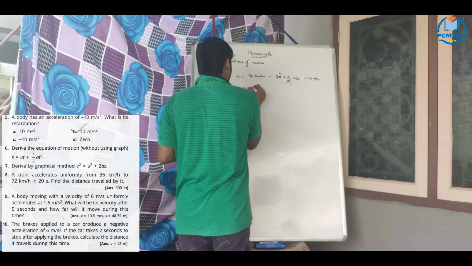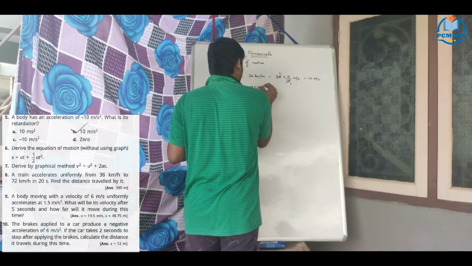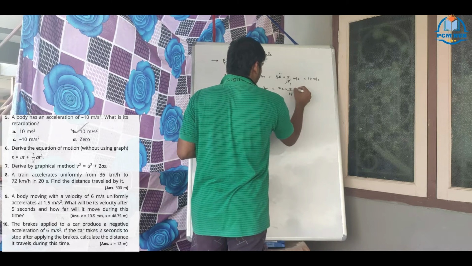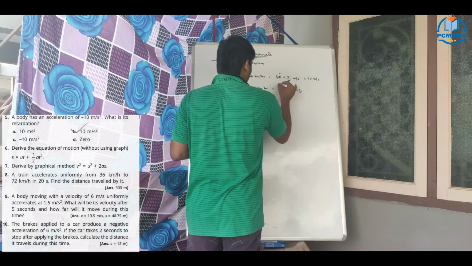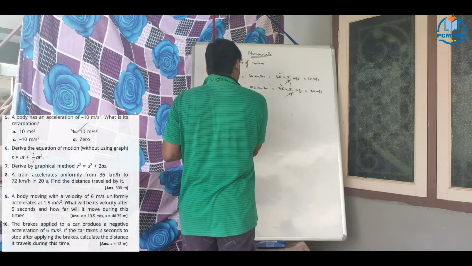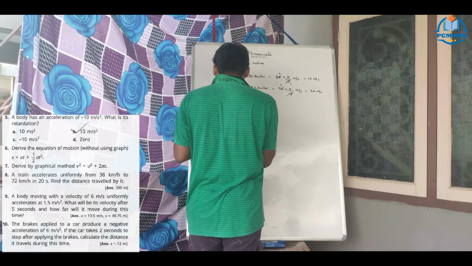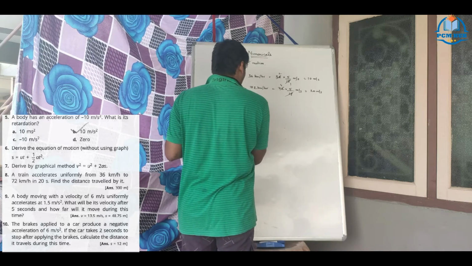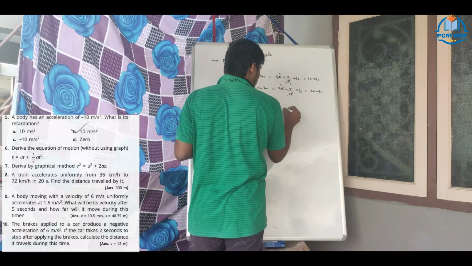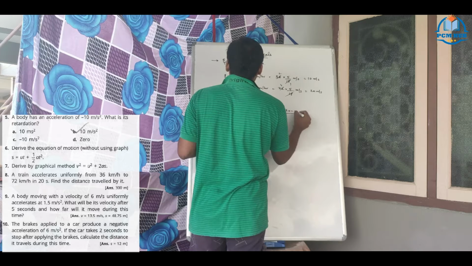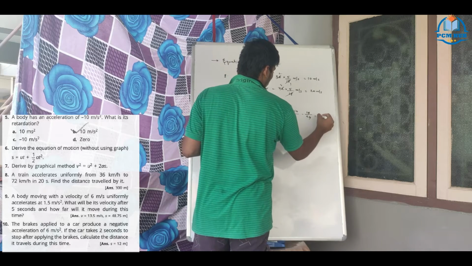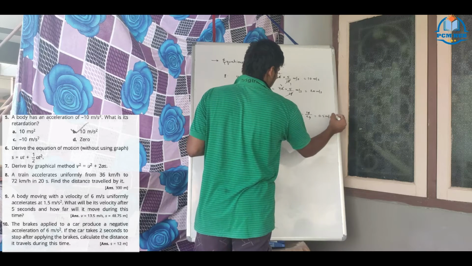What is v? v is 72 kilometer per hour. So 72 into 5 by 18 meter per second, that is 20 meter per second. What is the time taken for the change? 20 seconds. So you need acceleration. Acceleration equal to v minus u by t. So 20 minus 10 by 20. So 10 by 20, it is 0.5 meter per second square.